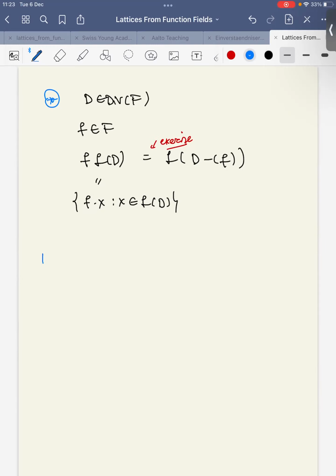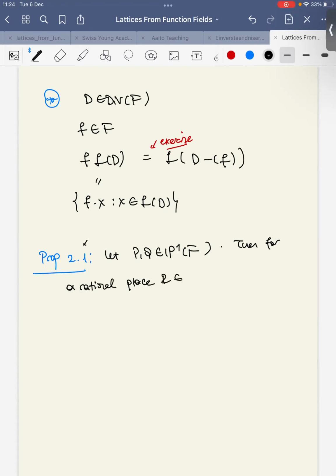And now we can state our first proposition. I am following the enumeration in this paper. If we have two rational places P and Q in the elliptic function field F, then for a rational place R, P plus Q equals R if and only if the Riemann space of P plus Q minus R minus O is different from 0.